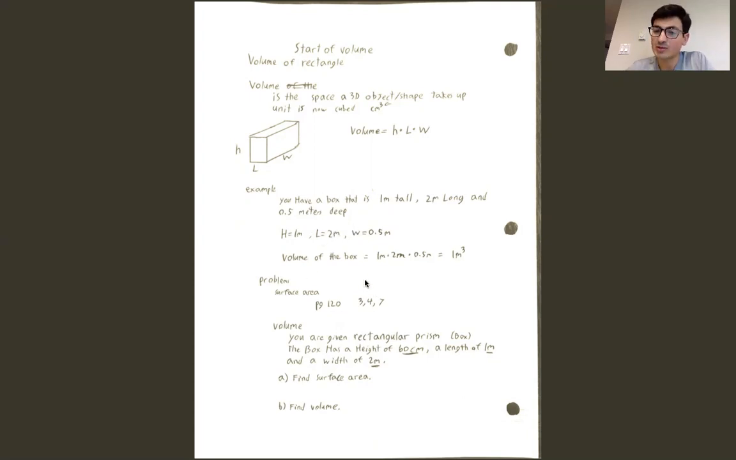So the volume of the box is going to be 1 meter multiplied by 2 meters multiplied by 0.5 meters. Putting that into your calculator or doing it in your head, you get 1 times 2 times a half, which is 1, times meters cubed. As you got meters times meters times meters, so you got 3 meter units being multiplied together, so you get meters cubed. So the total volume of the box is going to be 1 meter cubed, which is a pretty big space.